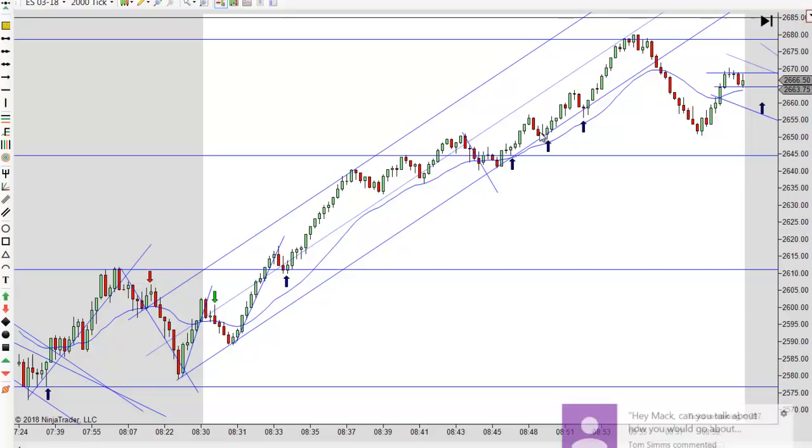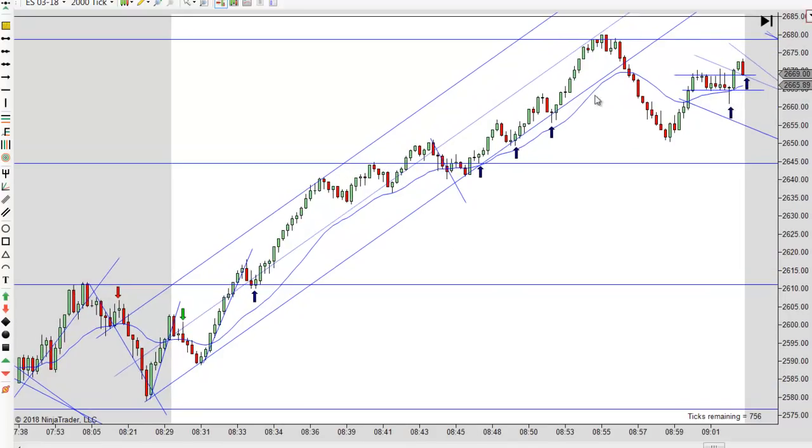So first entry, second entry, it fails. It takes off on a failed second entry long. Comes back to that trend line again. At this point, every time it comes back to that trend line and I get an entry, I'm probably going to enter. Because this thing's taking off again.